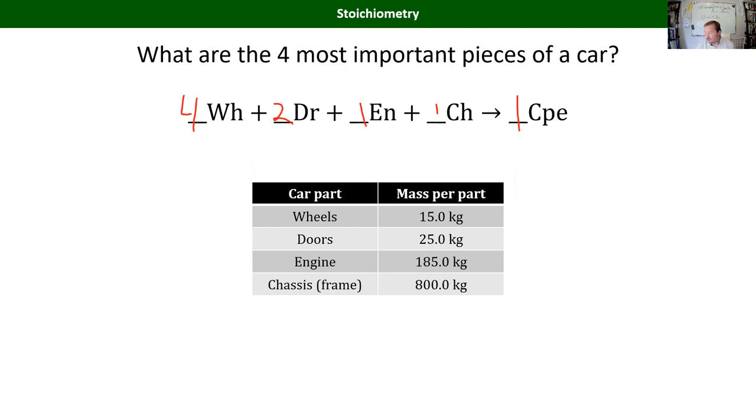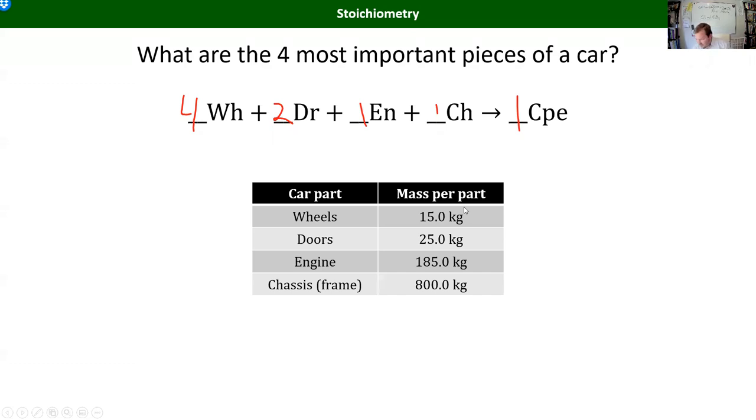How much does one coupe weigh? How much does one car weigh? If we're using these, let's assume there's no other pieces to the car. We're departing from reality a little bit there. If I want to know how much one car weighs, I can just put all the pieces together, right? I know that one car is going to be four wheels, two doors, an engine, and a chassis.